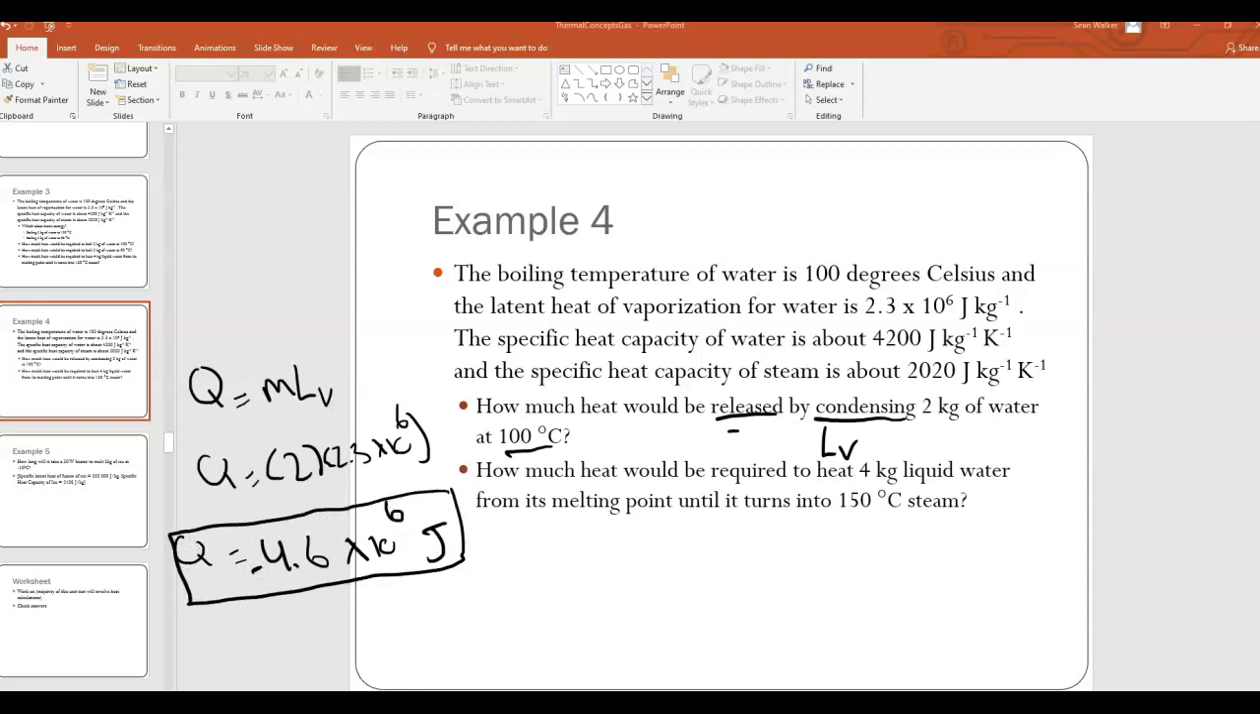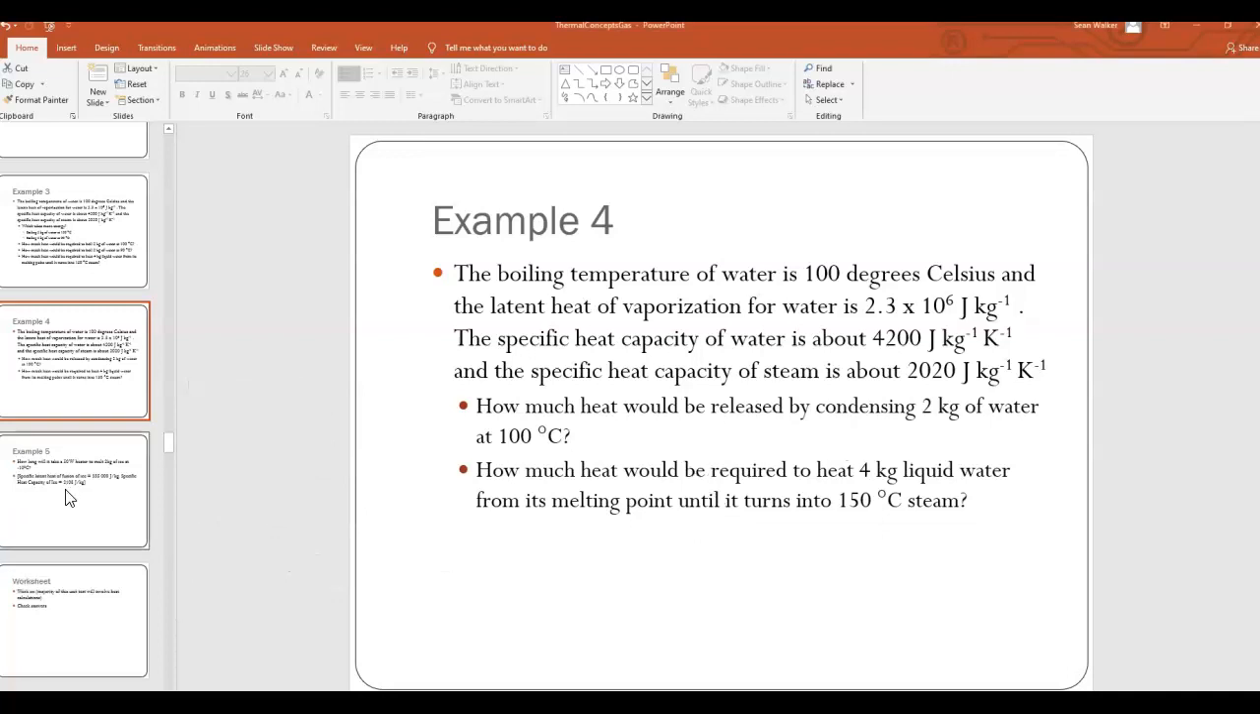For the first part, okay. The second question says, how much heat would be required to heat 4 kilograms of liquid water from its melting point until it turns... Hey, wait a second. We already did this question before. I'm not doing that one again. So we are finished with example 4. Pause it there if you need to look over that.